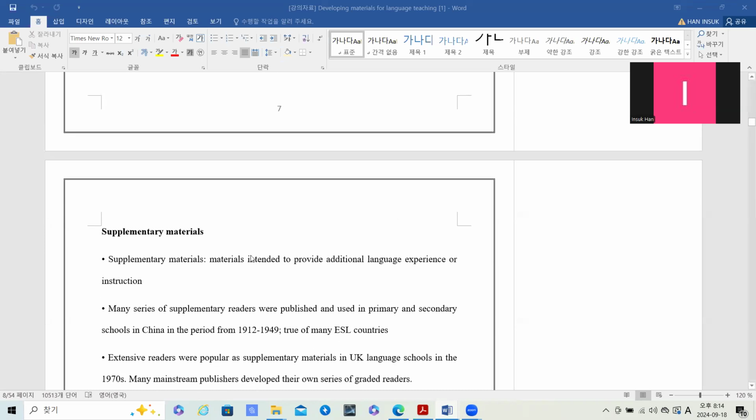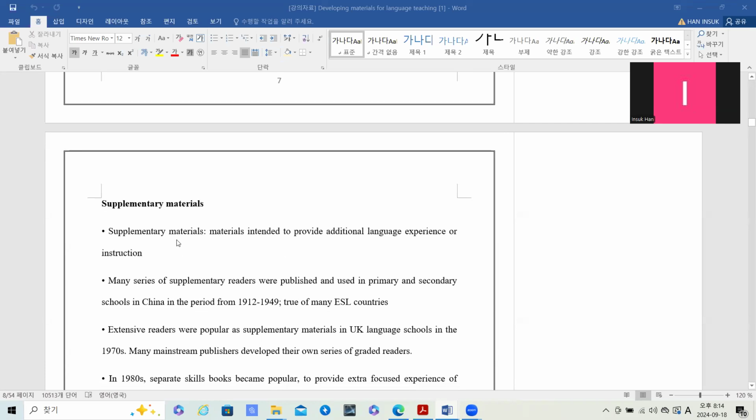Let's look at the next page, page 8, the supplementary materials. Supplementary materials are intended to provide additional language experience or instruction to the students. So many series books, course books, involve some kind of supplementary materials, which usually are called workbooks.